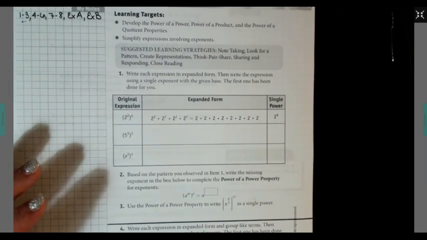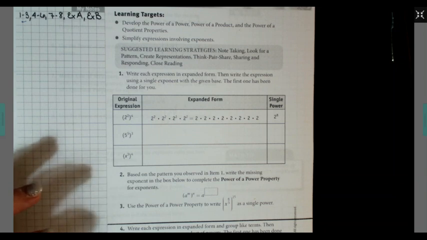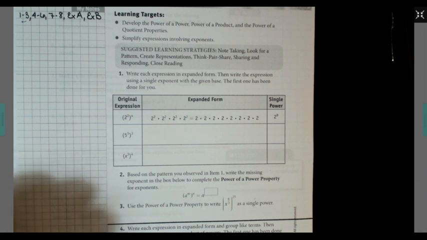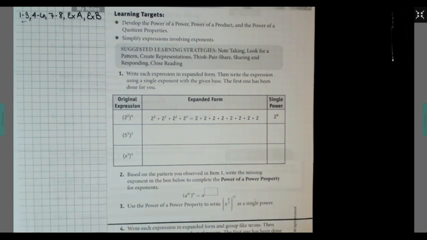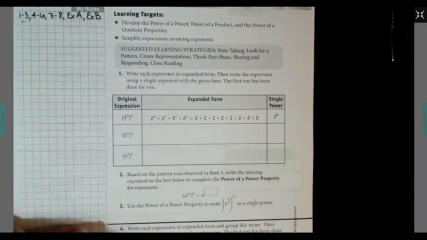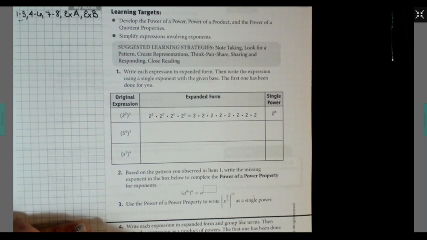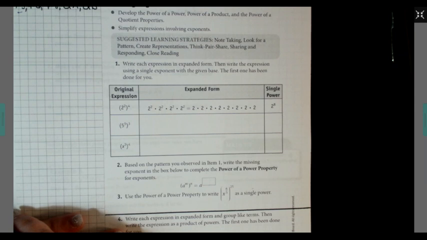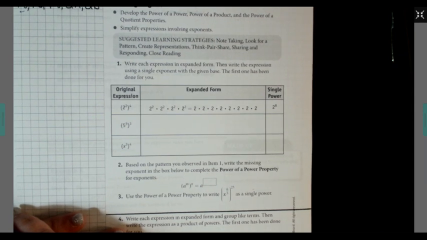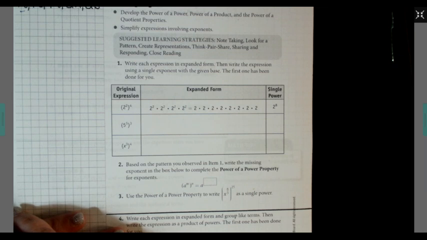Today we're going to be developing the power of a product and the power of a quotient property. We're going to be simplifying expressions involving exponents. Number 1 starts off by saying, write each expression in expanded form. We've been doing this for 2 lessons now, so we should be able to do this. Then write the expression using a single exponent with the given base. The first one has been done for you.